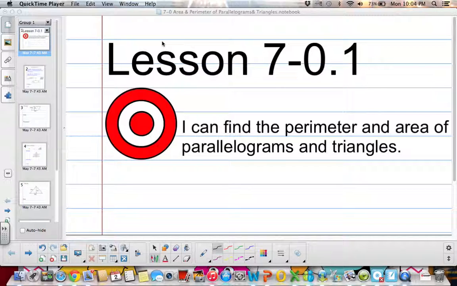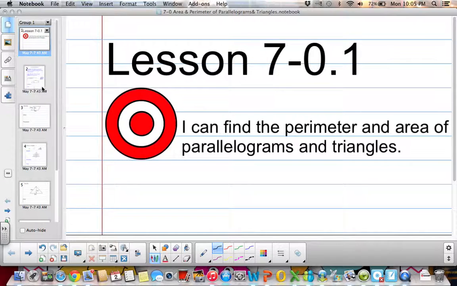We are going to do a couple lessons before we start using our textbook for chapter 7. This concept is not in your textbook, so you can just follow along with the video. We're calling it lesson 7-0.1, and our learning target is finding the perimeter and area of parallelograms and triangles, which is probably review for you, but that's okay because it's good to refresh ourselves.